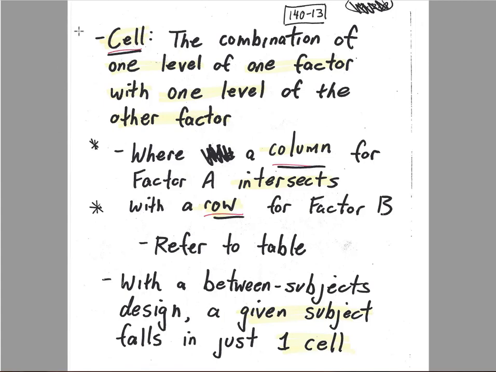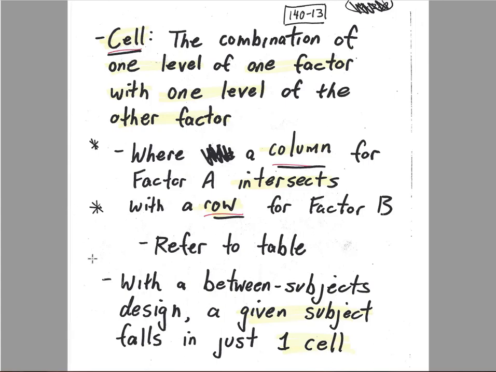We come to the concept of a cell. There's more than one way to define it. We can define a cell this way: a cell represents the combination of one level of one factor with one level of the other factor. I think of a cell as being a location in a table. A cell is a location where a specific column for factor A intersects with a specific row for factor B.